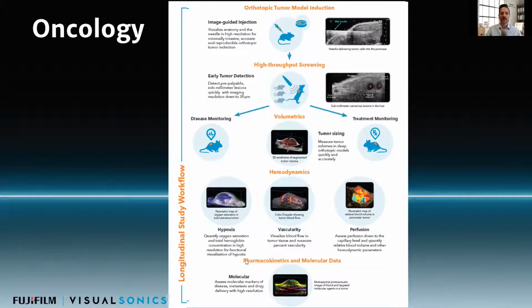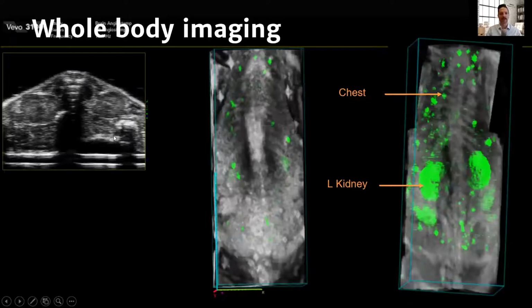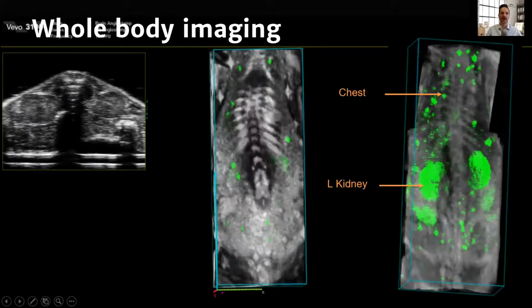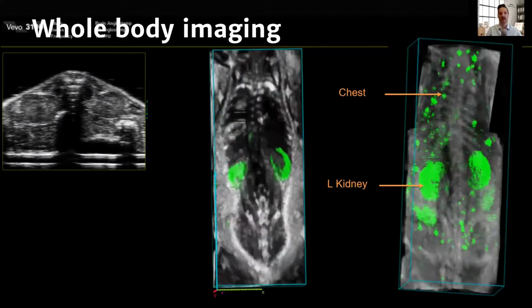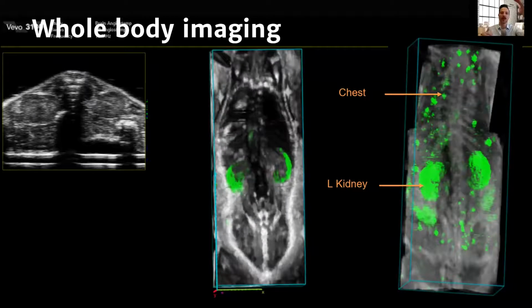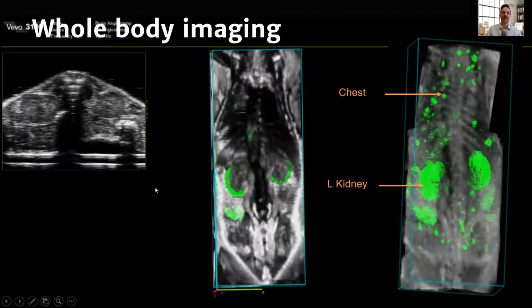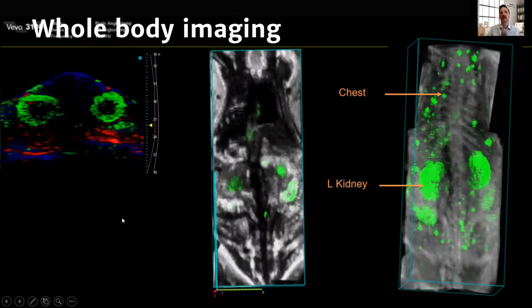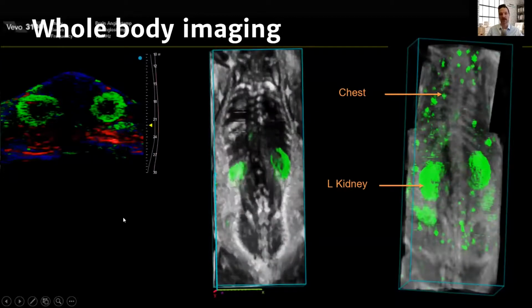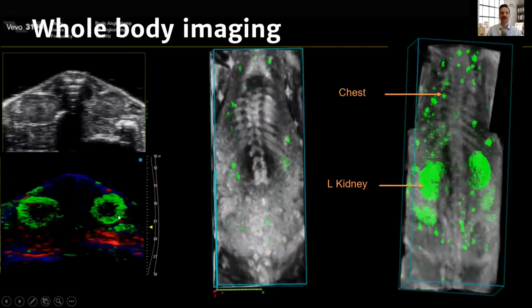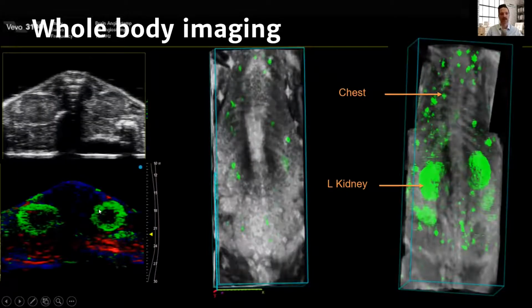I want to talk a little bit more about this pharmacokinetics piece, because of a recent innovation we've had here at FUJIFILM VisualSonics. This is whole body imaging. So whole body ultrasound, and in this case, photoacoustic imaging, where we're able to capture the whole body of a mouse in a 3D scan, and then look at not just the anatomical features, but also molecular features with photoacoustic imaging. So that's, in this case, looking at a contrast agent that collects in the kidneys, and we're able to visualize that. So this is really looking at that sort of pharmacokinetic model.